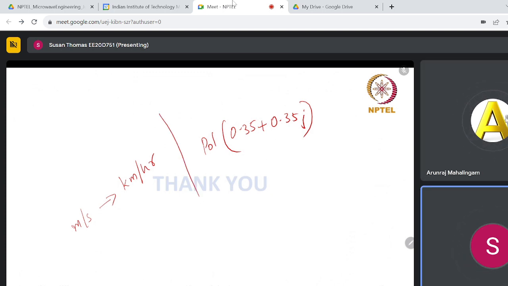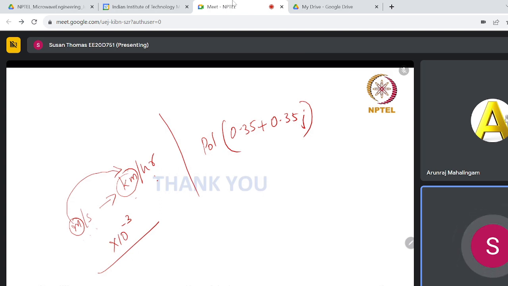So let me address your first question. How do we convert meter per second to kilometer per hour? The easy way here is, you know the conversion of meter to kilometer. Divide it by 1000, or multiply by 10 power minus 3. So we are converting meter to kilometer, multiply by 10 power minus 3. So this is in the numerator. Now in the denominator part, you have per second converted to per hour.